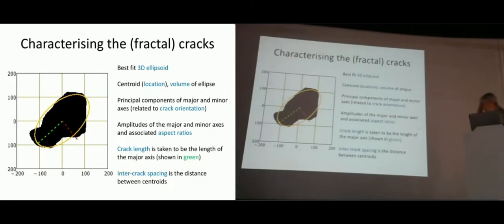We take the crack length to be the length of the major axis, and the intercrack spacing is then the distance between the centroids.